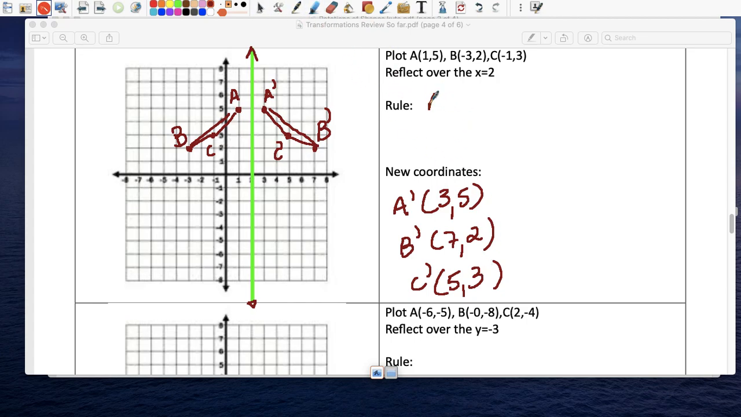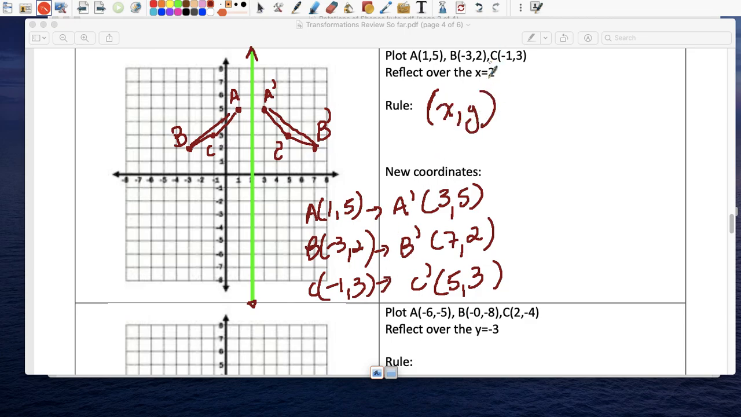The rule. So when we talked about this, notice one thing. A and A prime, the y value didn't change. So let me write A right here next to it. A was 1 and 5. Let me write all of them. B was -3 and 2. And C was -1 and 3. So you want to compare x, y. Notice what changed. Notice that for these, the y value didn't change, right? We didn't go up and down. We went left and right, but we didn't go up and down.